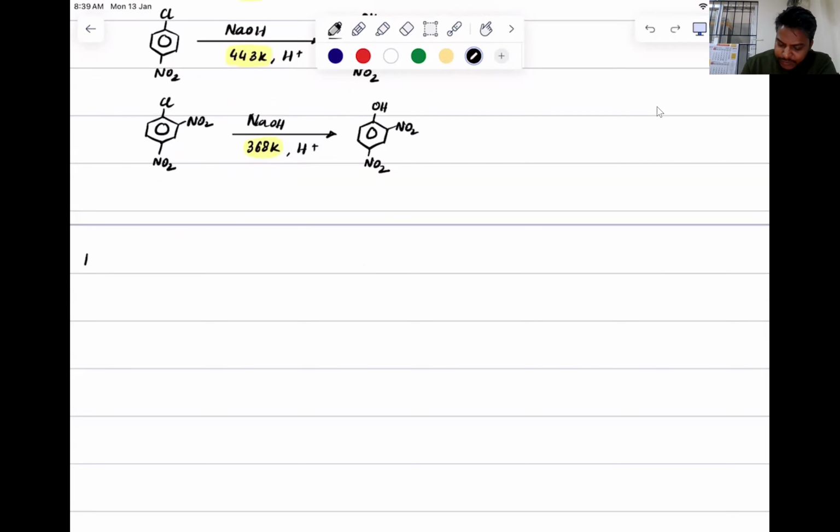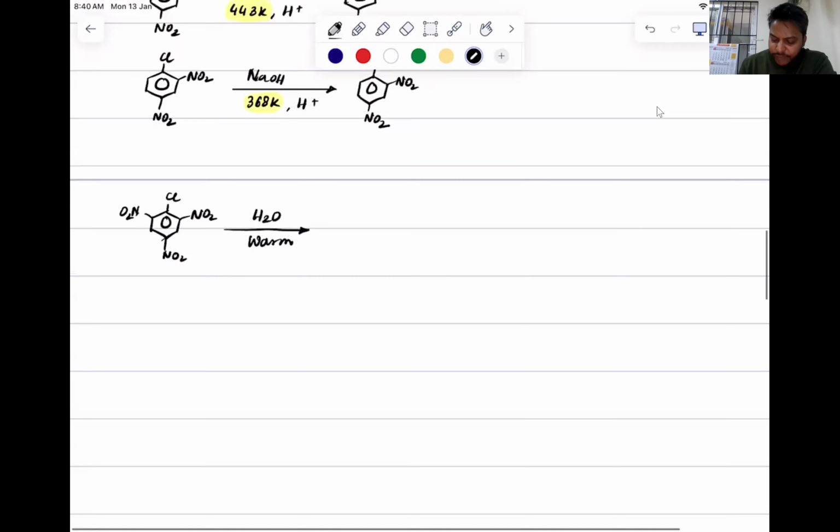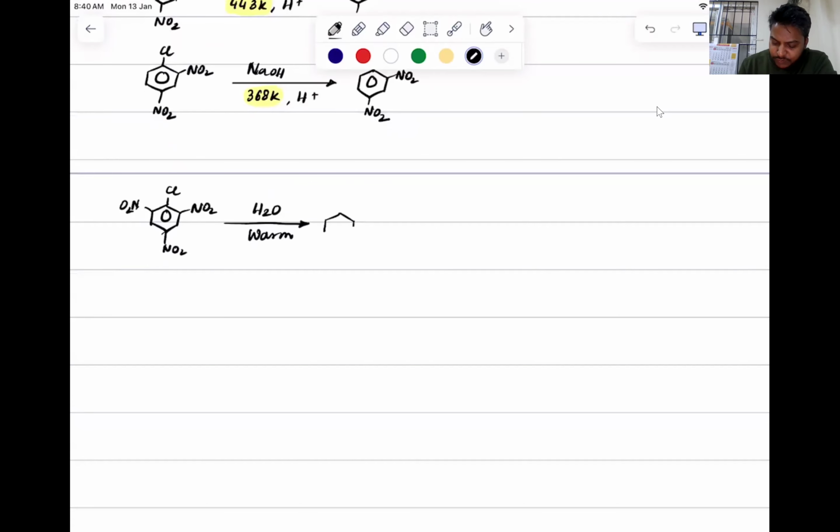Lastly, in the same category of questions, if all NO2 are present at ortho and para positions this way, clear? We just need H2O and just warm water. So if you have just warm water, that will be sufficient to make picric acid. So we will get NO2 at ortho and para positions, which makes it picric acid.